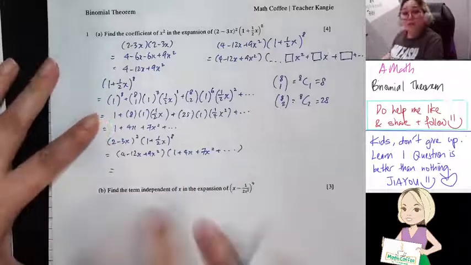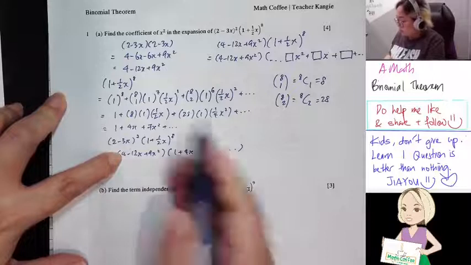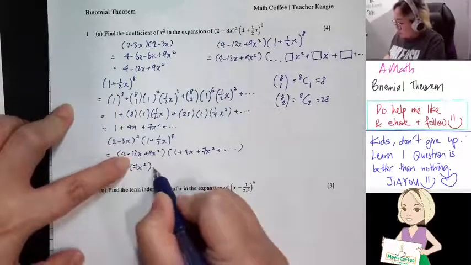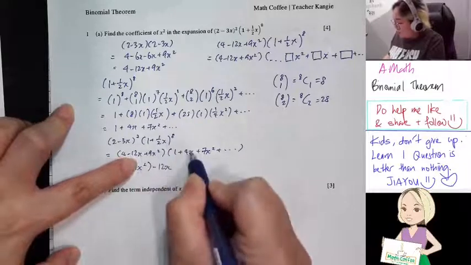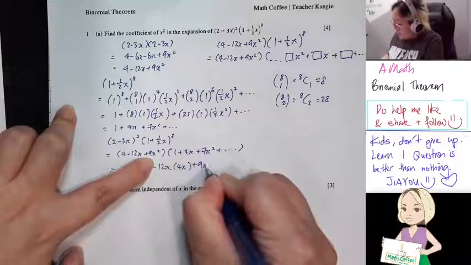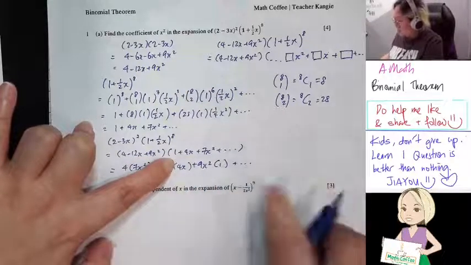So all these terms will contribute to my x squared. See here, this 4 has to multiply with this, so it will be 4 bracket 7x squared. This minus 12x will multiply with my 4x. This plus 9x squared will multiply with my 1. Then after that, the rest of the terms we are not interested in.